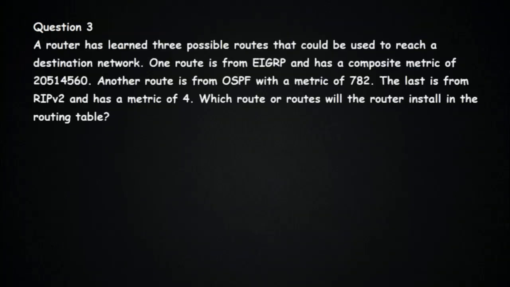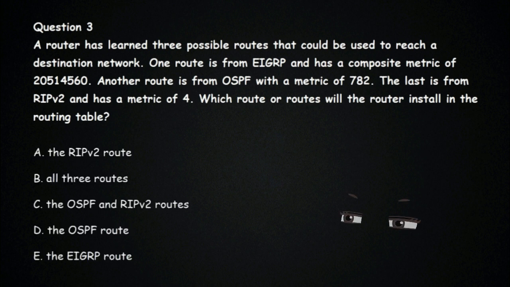Question 3. A router has learned 3 possible routes that could be used to reach a destination network. One route is from EIGRP and has a composite metric of 2051456. Another route is from OSPF with a metric of 782. The last is from RIPv2 and has a metric of 4. Which route or routes will the router install in the routing table? Options. Answer is E. The EIGRP route.